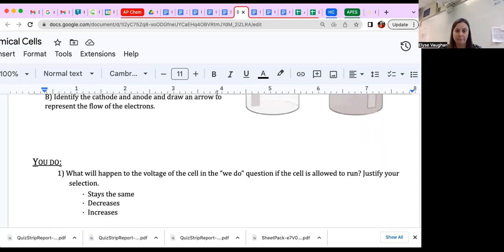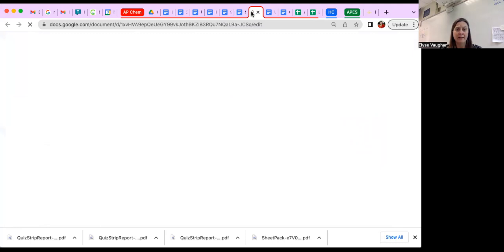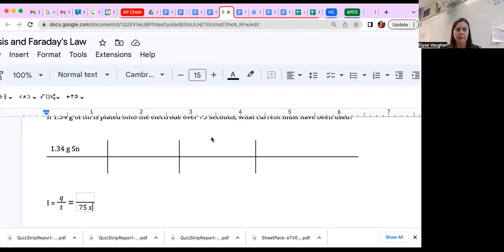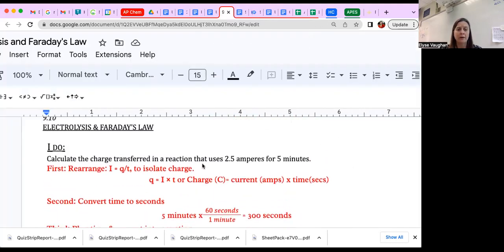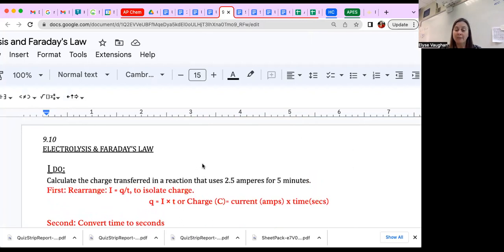Okay. And then the last thing that we're working on today is Faraday's law. So this is the last equation on the equations and constants sheet that we haven't covered. I equals Q over T. So current is equal to charge over time. Current is basically a measurement of the speed of electricity flow.